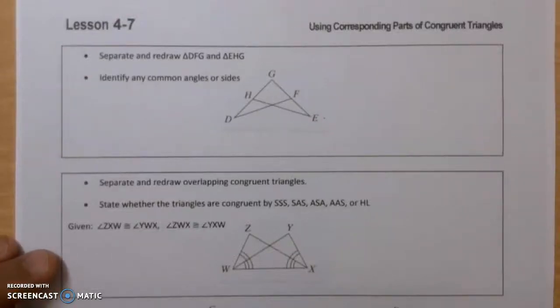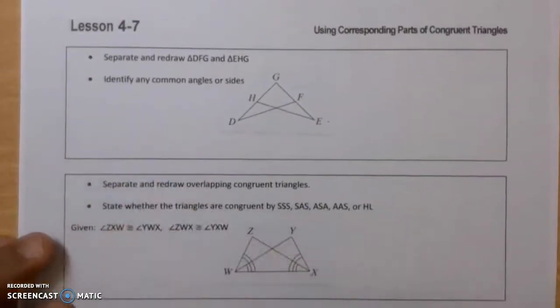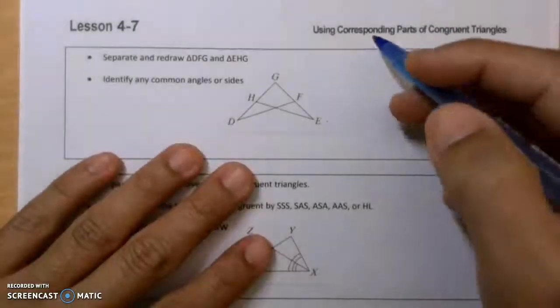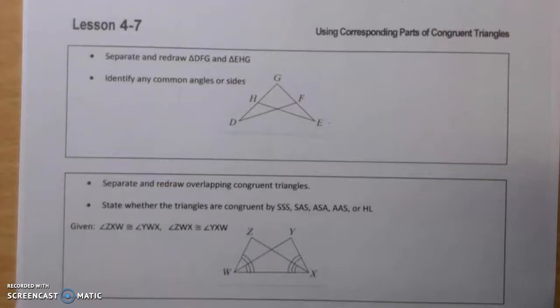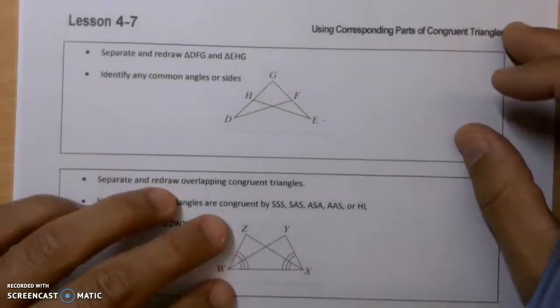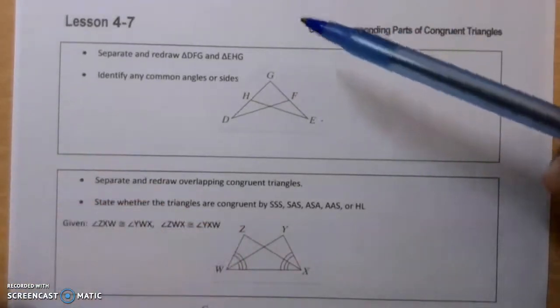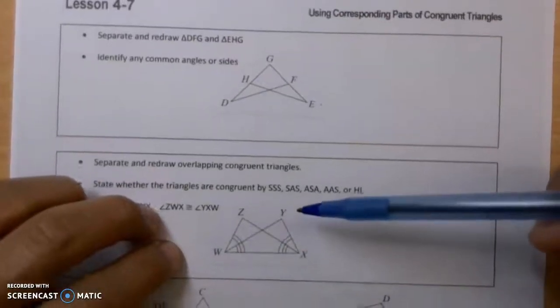All right, here we go. We're going to do the notes for lesson 4-7. It says use corresponding parts of congruent triangles. This is going to be one of the harder assignments, and it's all because of a lot of overlapping triangles.